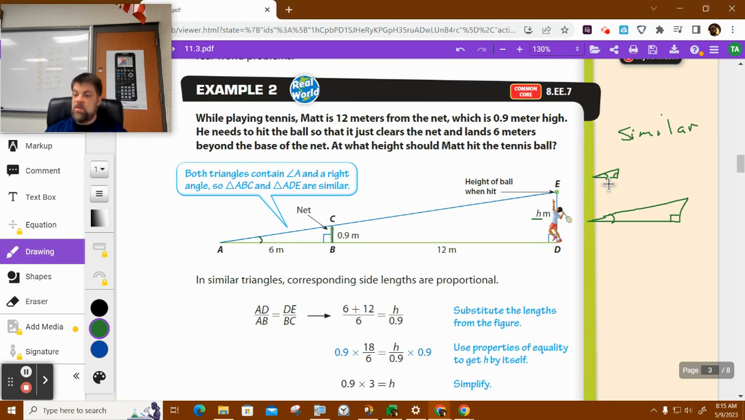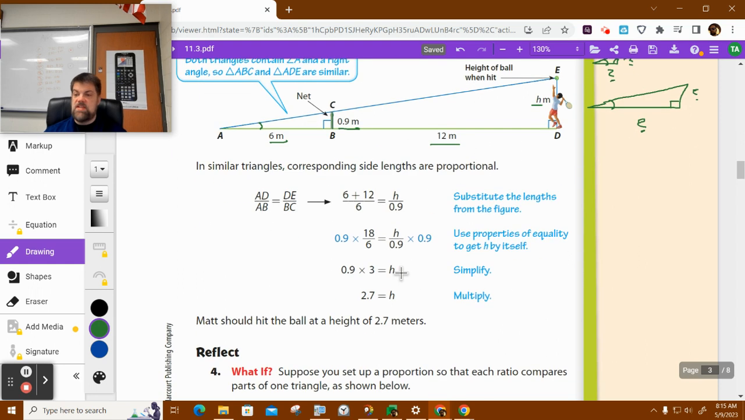One thing that we know about similar triangles is that they're proportional. In other words, whatever this side length is, there's a scalar that I multiply that by. It's proportional. There's a scale factor that I multiply that by to get the bigger triangle. And that's the same scale factor that I use on this side to get the length of this side, okay? So they do know some information. We know that this is 6, and we know that this is 0.9. And if I wanted to figure out what this is, by the way, we do know that Matt is 12 meters away.